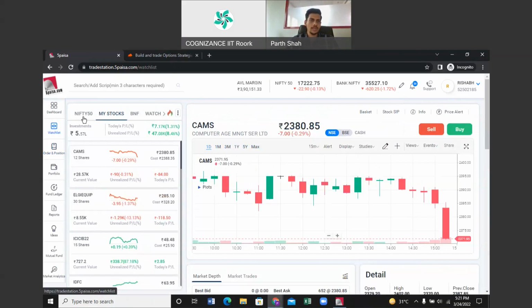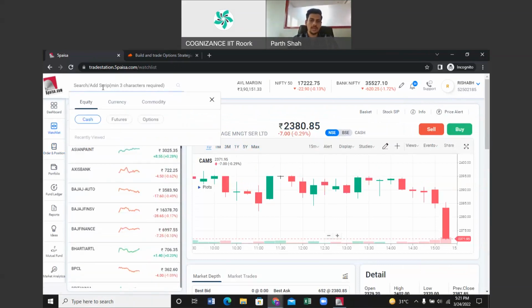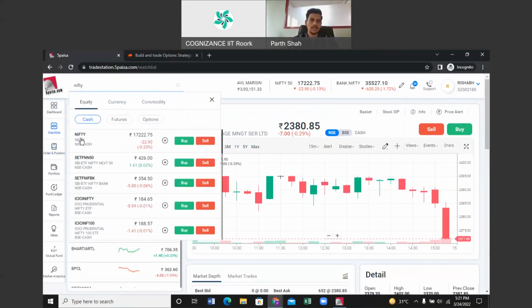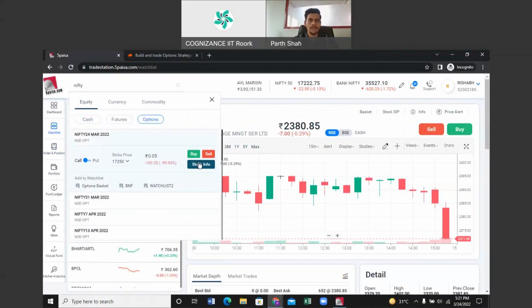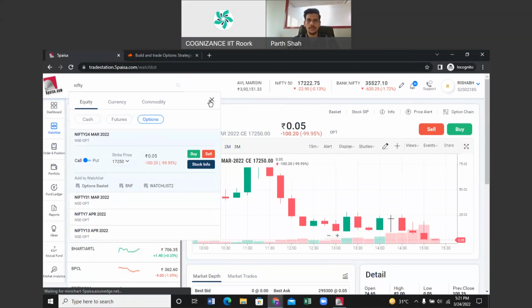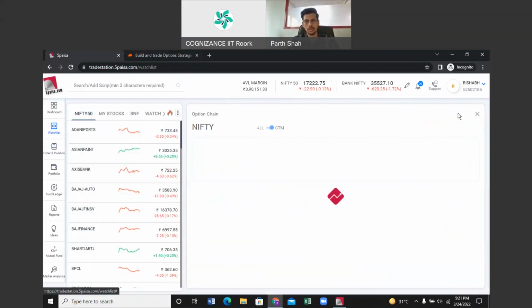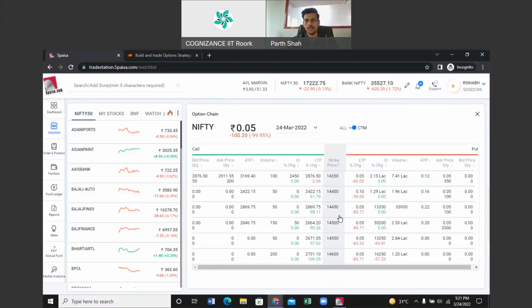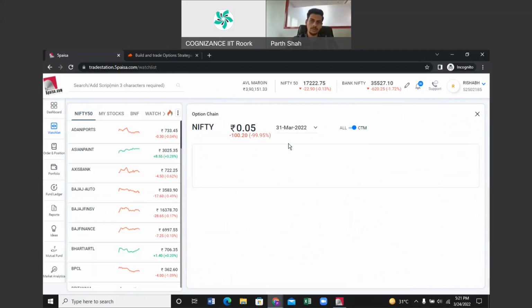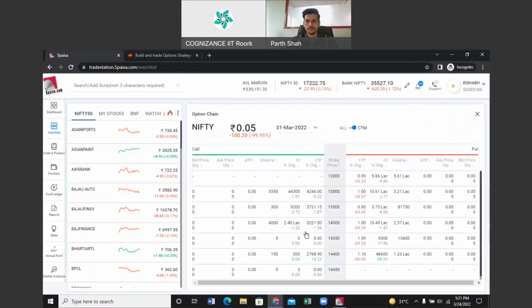So I'll quickly take you through the option chain as well. That is as well very interesting. So if say I want to see the option chain for Nifty, right? So let's see the option chain. Today was the expiry, so you can find the option chain here as well. So let us check the option chain for 31st March. So I'll click on all.